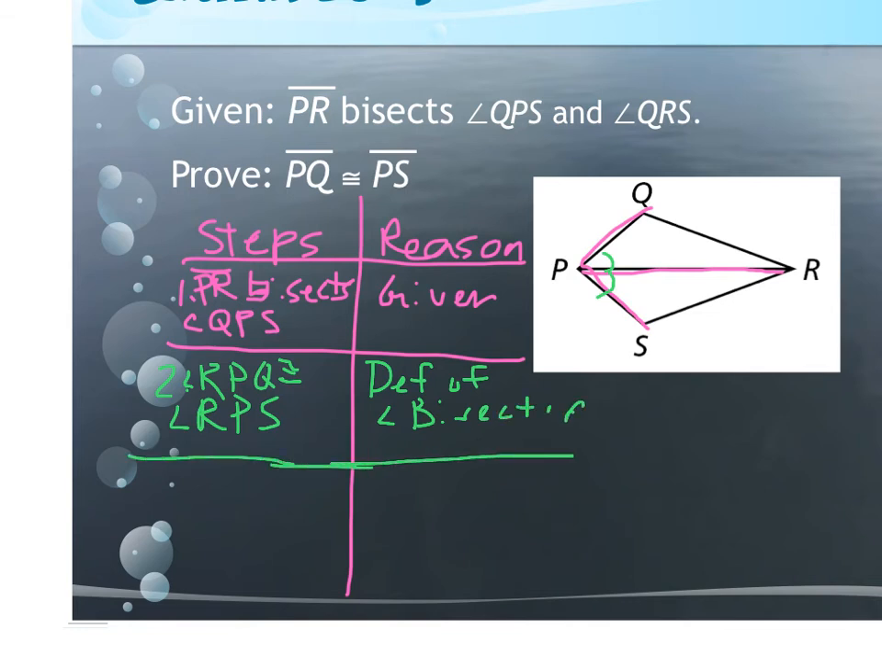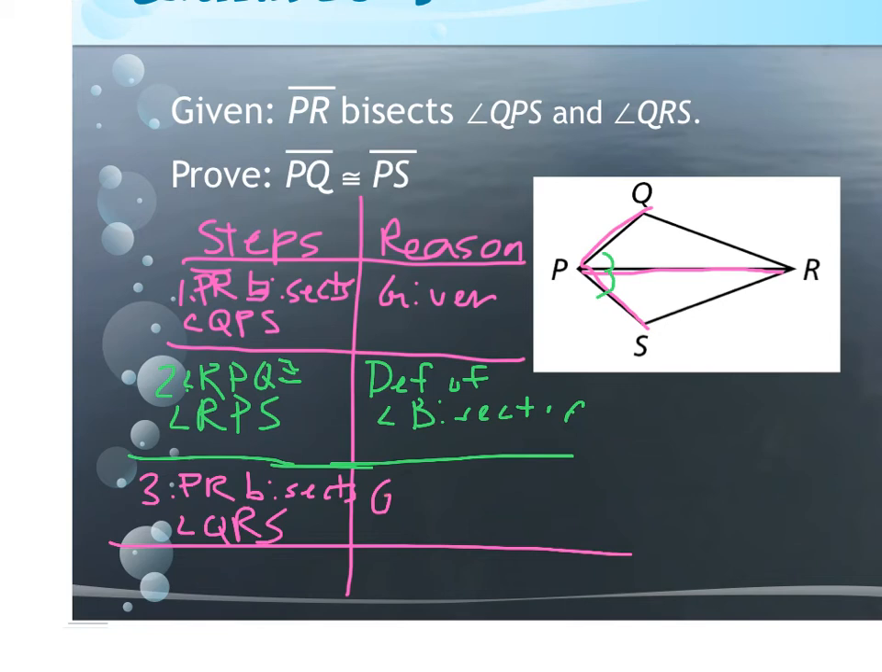Okay, so we just wrote down the first part, so PR bisects angle QPS. We still have one more angle that it's bisecting. So let's write that as step 3. PR bisects angle QRS. And what's our reason for this? Given. So now this segment is cutting this angle here, the blue one. So it's cutting it in half.